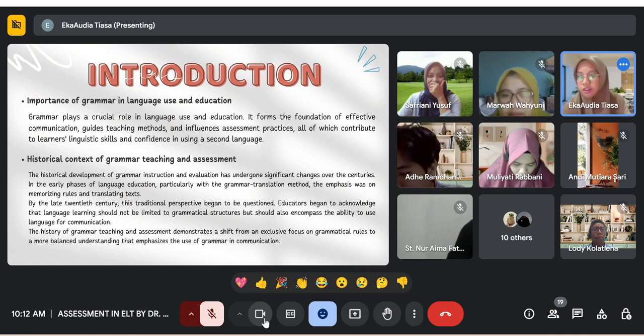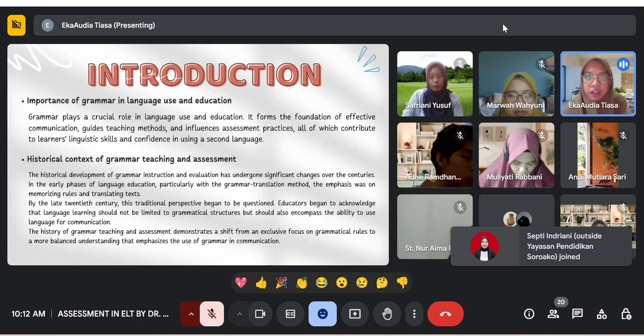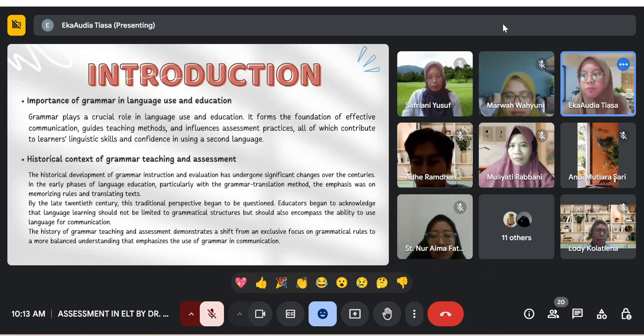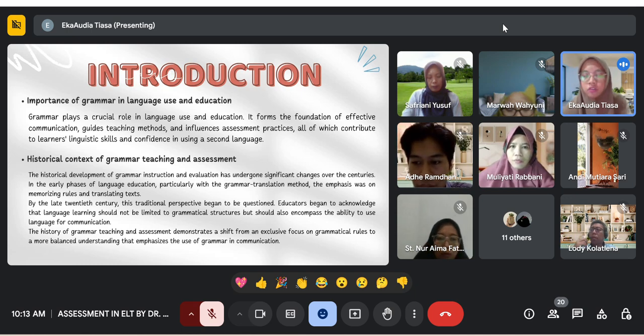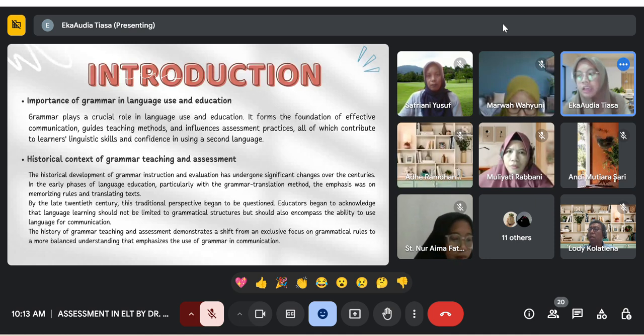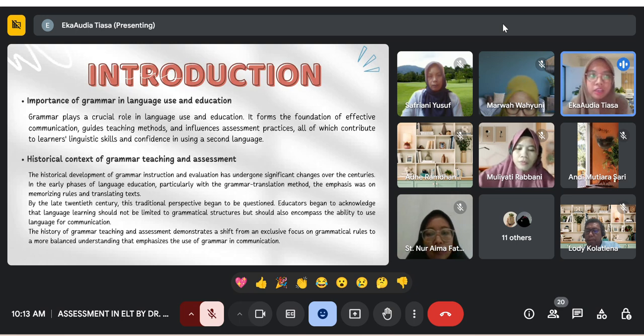The significance of grammar in language use and education is multifaceted. It serves as the structural backbone of languages, often described as the glue that binds it together. Grammar is crucial for successful communication, whether through speaking, listening, writing, or reading. Its importance has been recognized from the Middle Ages through to contemporary educational practices.